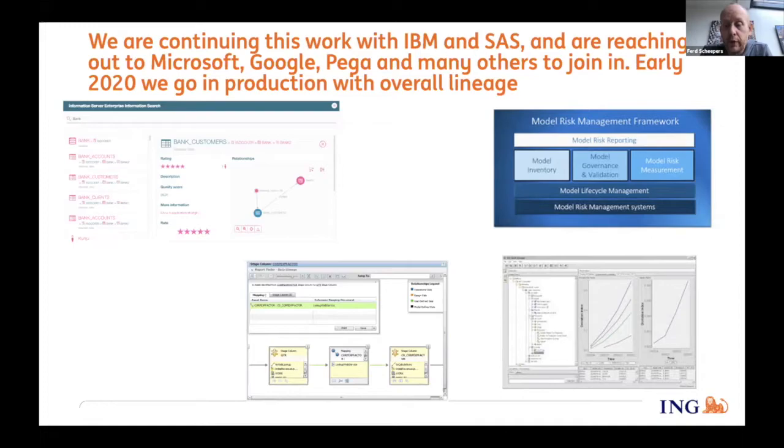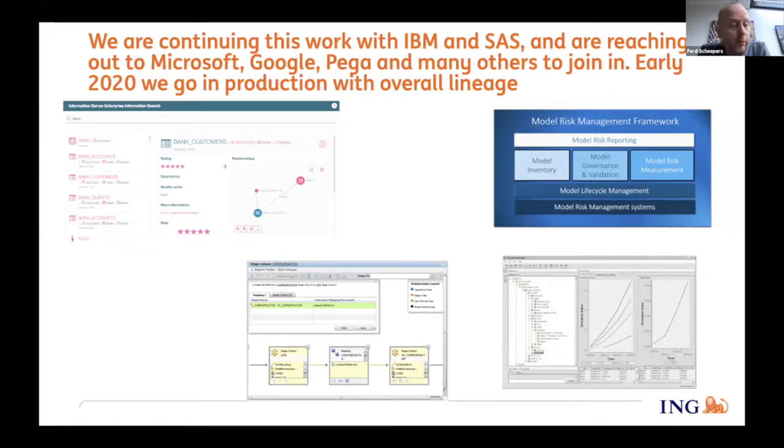But in parallel, we're continuing to work with IBM and SAS, and also to improve the versions of Open Metadata. It's now actually version 1.5 that we're at, but we keep generating new content and new versions every 2 months. We're also reaching out to different vendors to work together with. We have already had many conversations with Microsoft, Google, Pega, and many other players in this space.